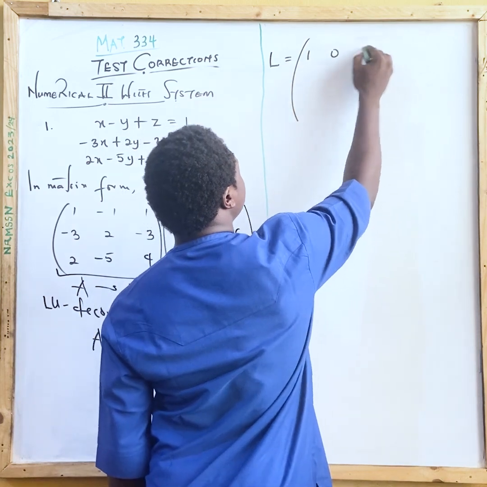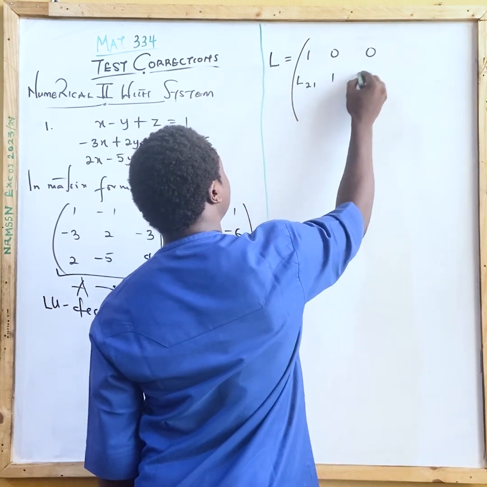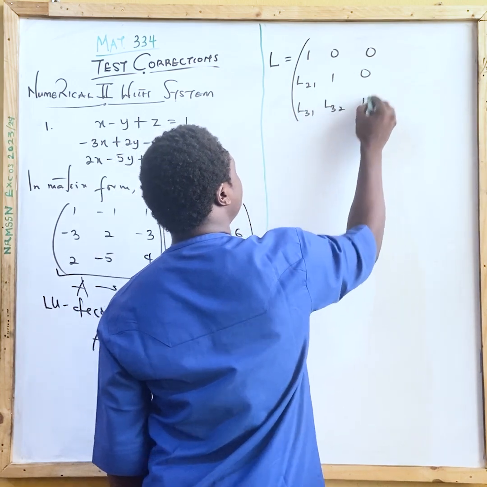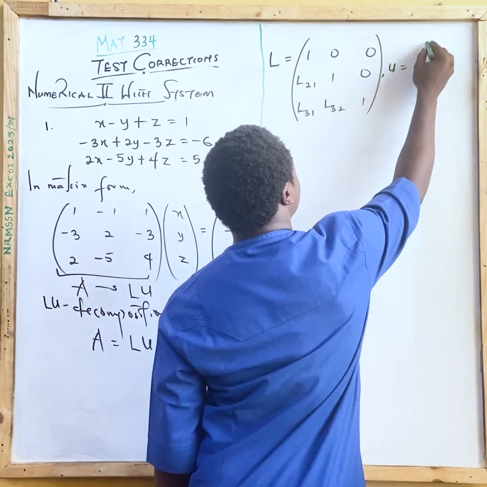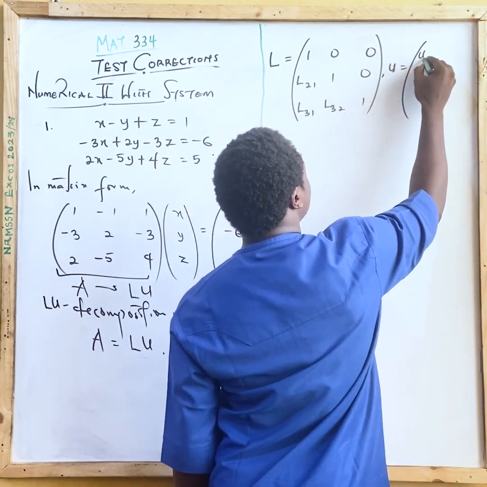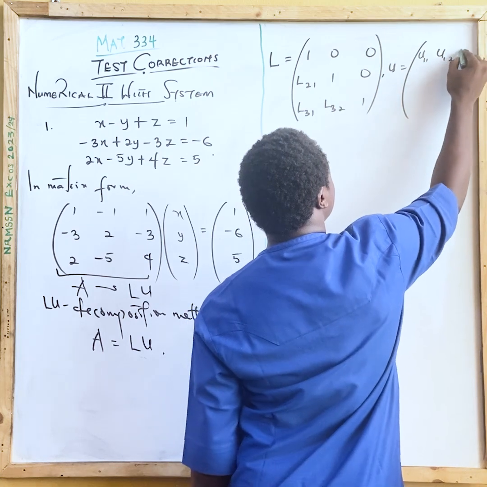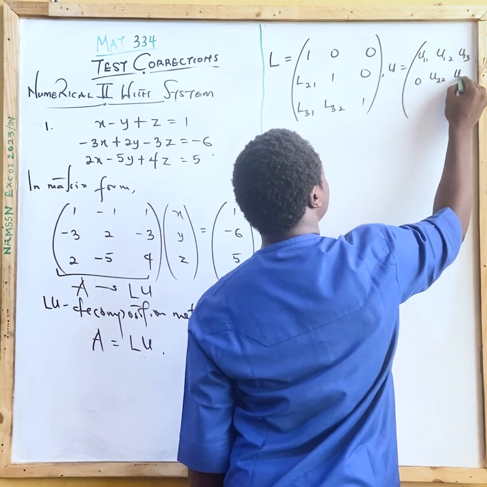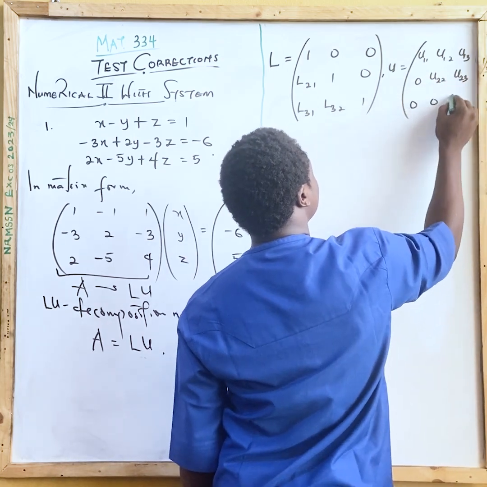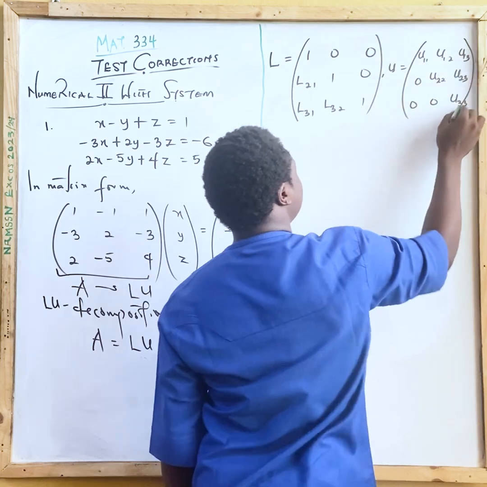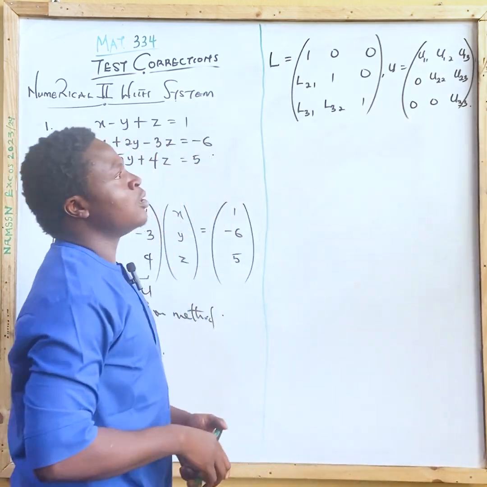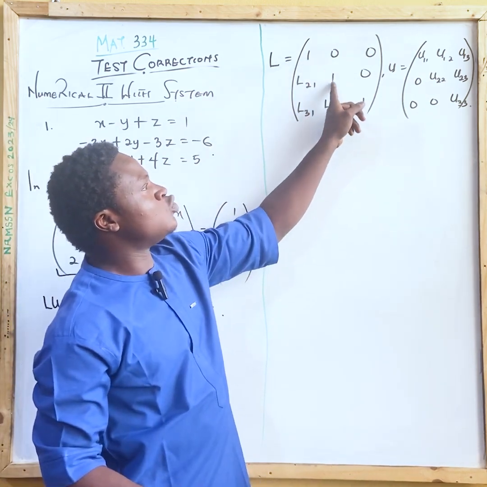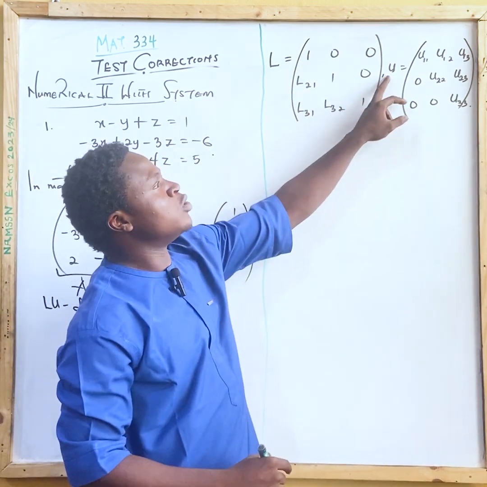L is 1 0 0, L21 1 0, L31 L32 1. Now our U is of the form U11, U12, U13, 0, U22, U23, 0 0 U33. Now we are aware that our L can as well have L11, L22, L33 on its diagonal, but in that case, our U will carry 1 1 1.